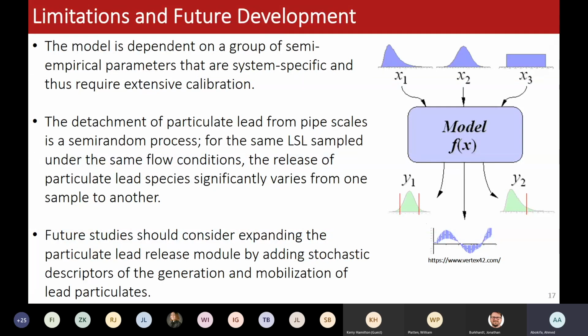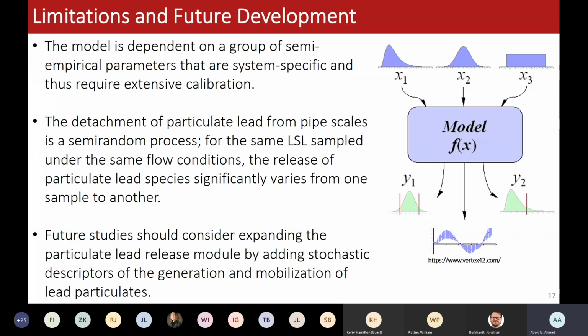particularly from partially replaced lead service lines. So again, for the same lead service line, for the same flow conditions, the release of lead species significantly varies from one sample to another. And that probably tells us that we need to change our model or expand it so that we have probabilistic or stochastic descriptors for the generation and especially the mobilization of lead particles under different flow regimes.